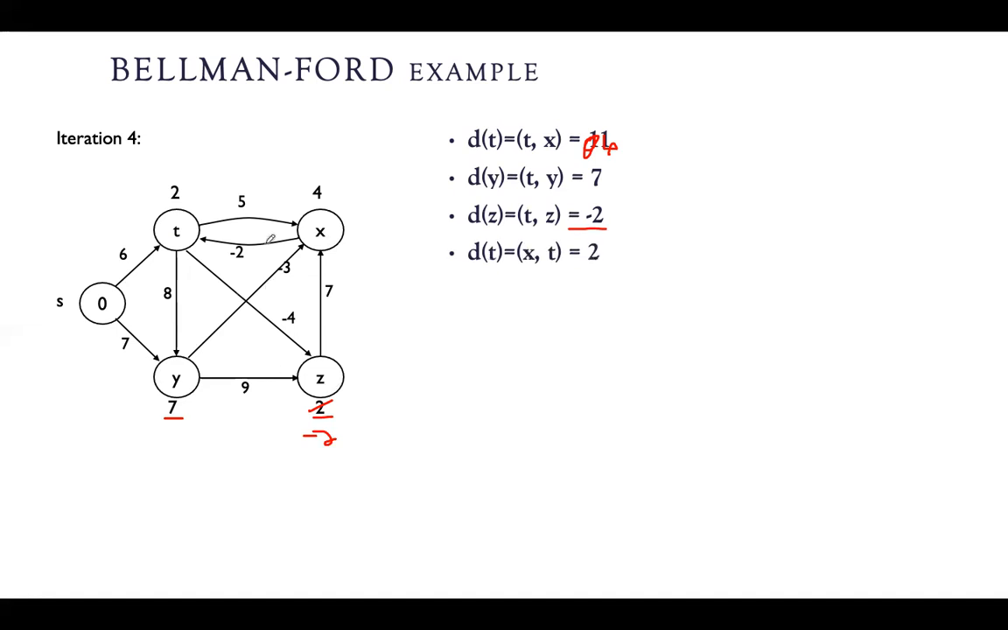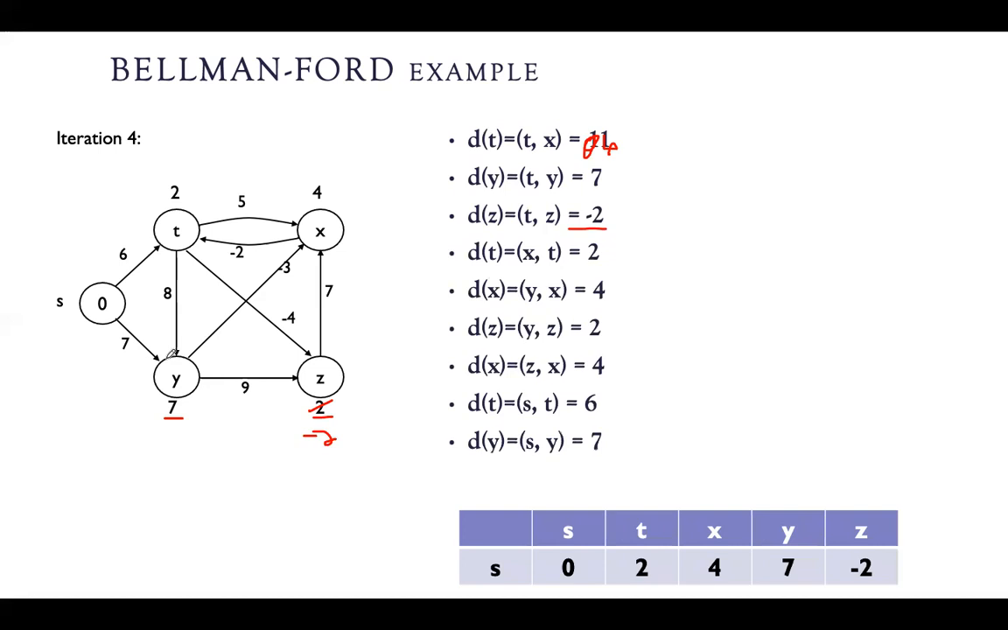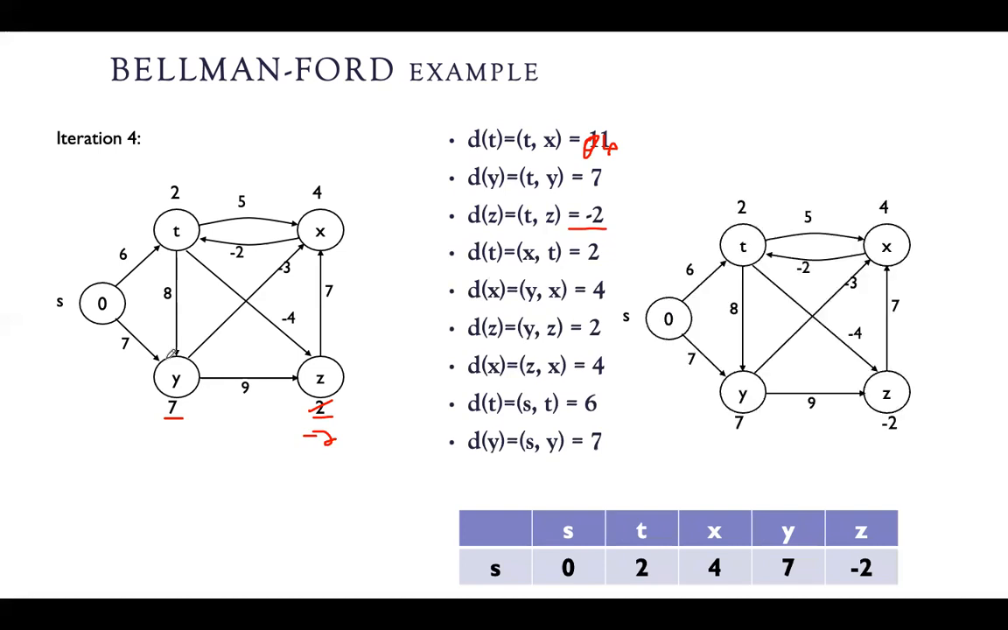X to t, no change. Y to x, distance of x, again no changes. Y to z, 7 plus 9 is not less than 2, no changes. Z to x, again no changes. S to t, 2 is less than 6, no changes. S to y also no changes. So this is the new distance, and this will be the final graph after iteration 4.